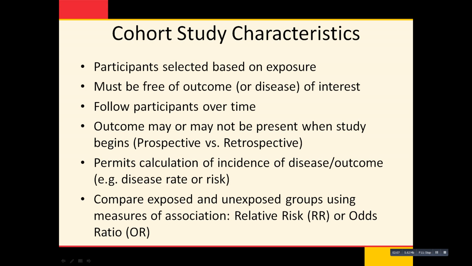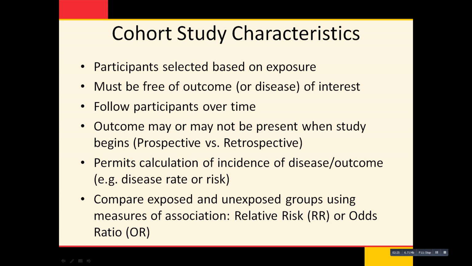Cohort studies allow us to calculate the incidence of disease or the outcome, the disease rate or risk, and then we can compare the groups. We can compare the exposed and the unexposed groups using the measures of association we learned about, relative risk or odds ratio.